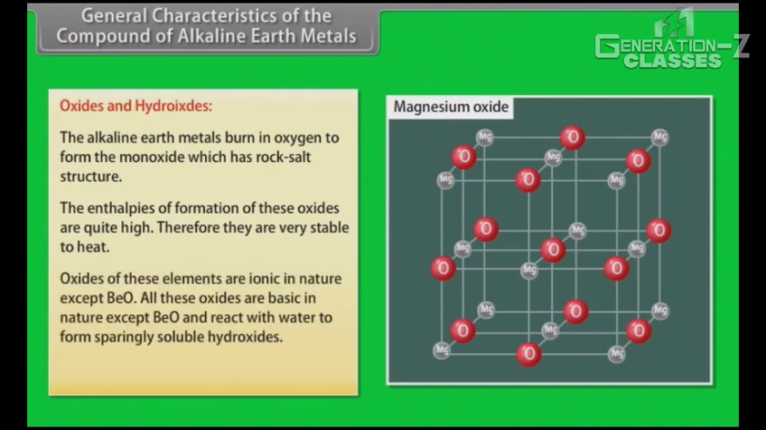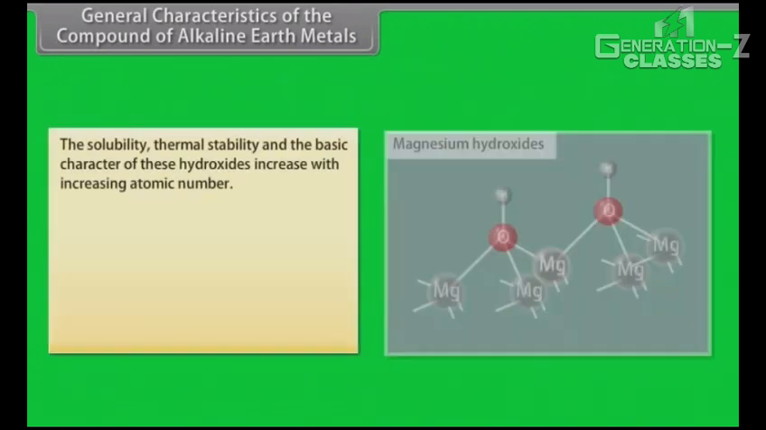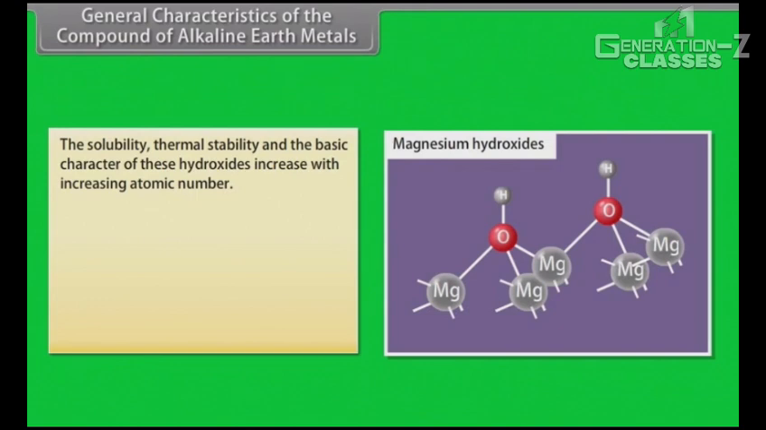Oxides of these elements are ionic in nature except BeO. All these oxides are basic in nature except BeO and react with water to form sparingly soluble hydroxides. The solubility, thermal stability, and the basic character of these hydroxides increase with increasing atomic number.